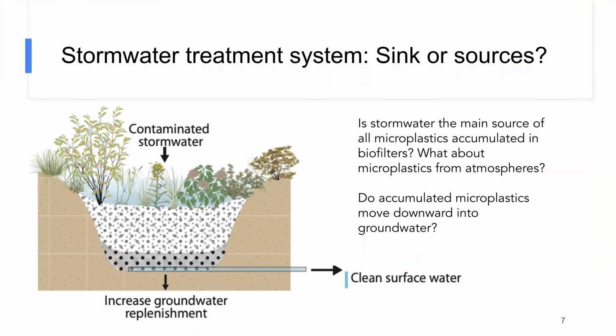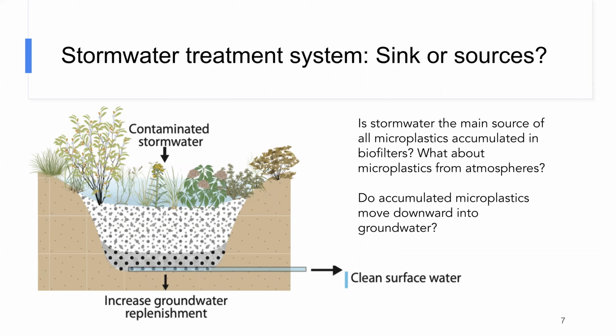But that begs these questions: how long will they continue to remove plastics, and at what point would the concentration of plastics in stormwater released from these systems increase? Because as you know, plastics are not going to degrade within the next 100 years, or at least so. That means eventually they will accumulate in these places, and these systems may serve as a source as opposed to a sink. So that's the question we asked, and there are a couple of other questions we asked.